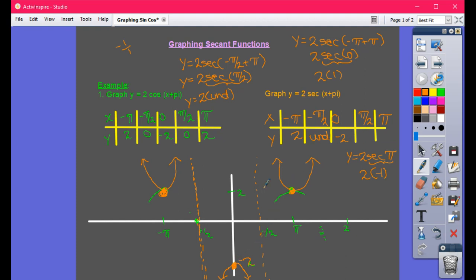So here again at pi/2, if you plug it in, you'll again get undefined, and undefined graphically means an asymptote. And then at pi, you'll have a value at 2 after plugging it in, and notice that the value is already at 2 and it goes upwards. So this is one period of your secant graph. Hope this helps.